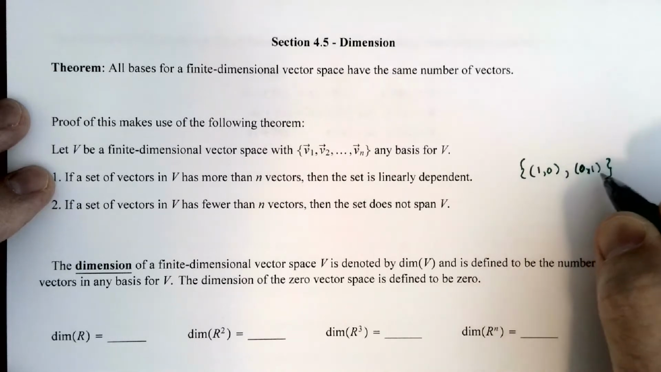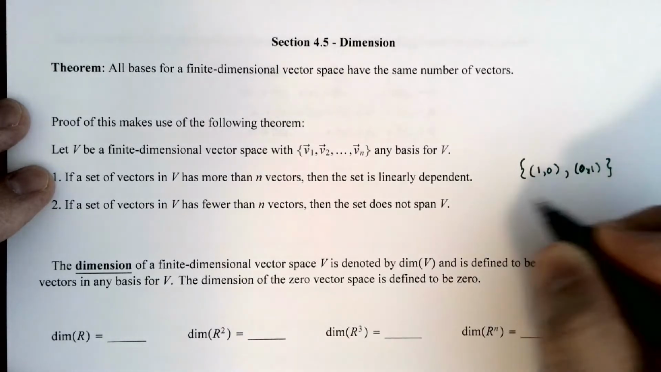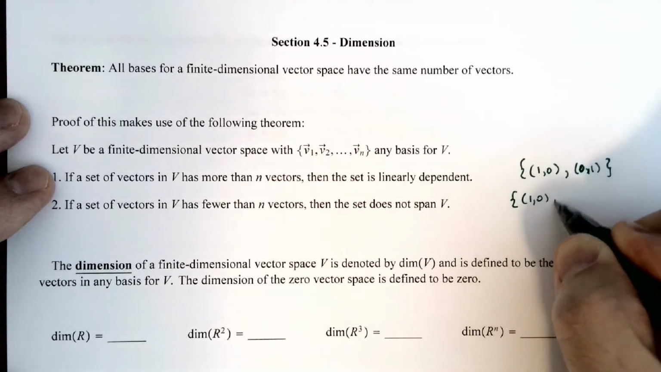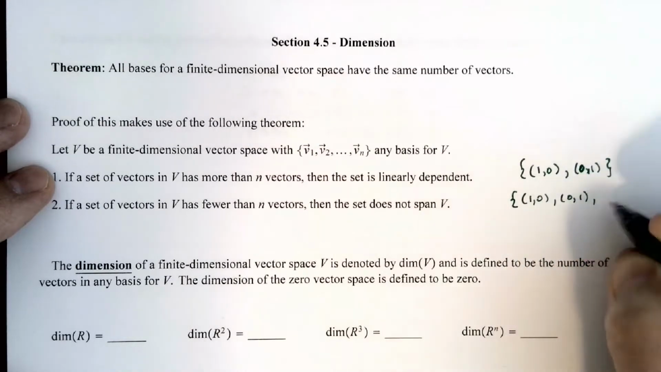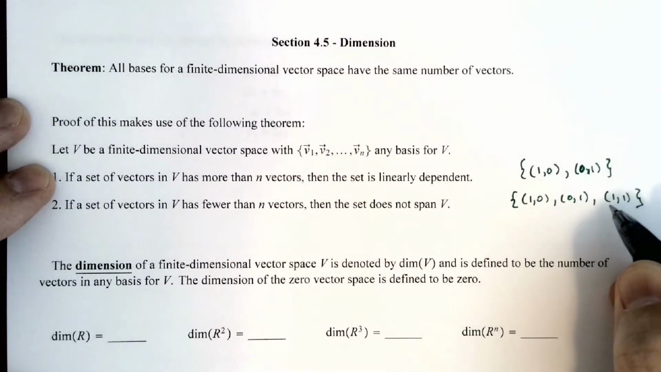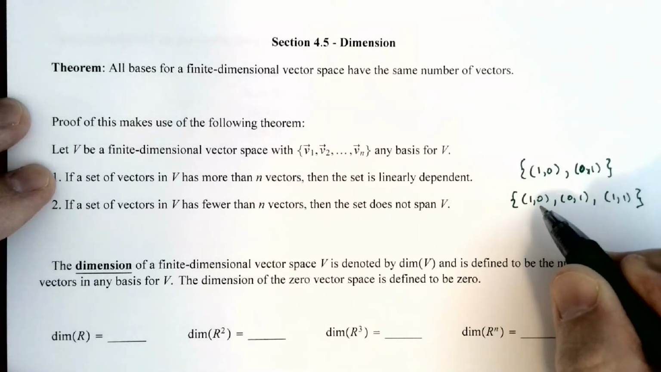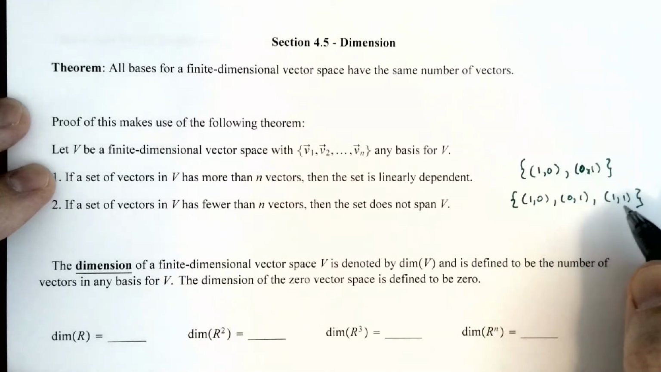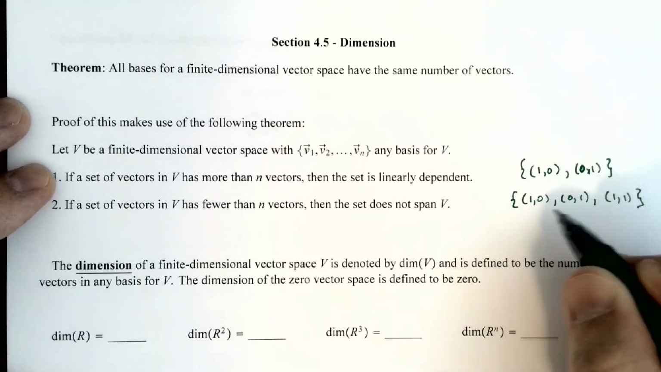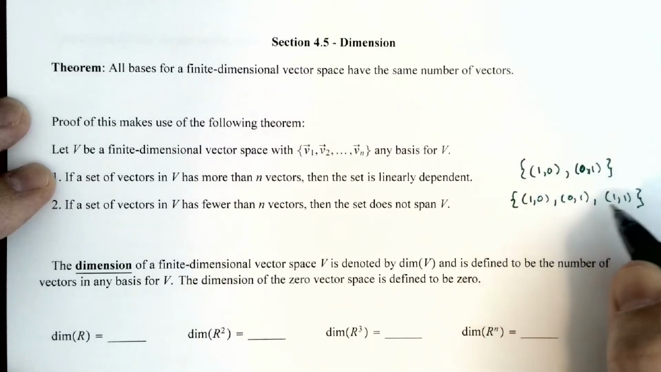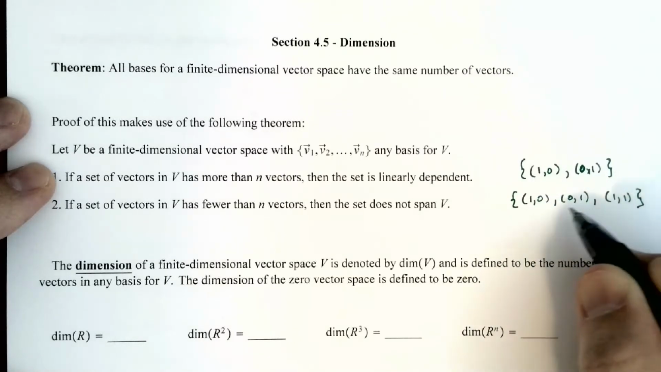If I throw another vector into this set, so let's do this. Let's throw in the vector (1, 1), right? Well, obviously (1, 1) can be written as a linear combination of the first 2, right? In other words, if I take this vector plus this vector, I get this one. So obviously this set is now what? Linearly dependent, right? Now, these vectors actually still span all of 2 space, but they are clearly linearly dependent.